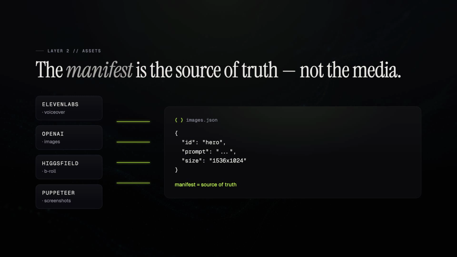But here's the trick that ties it together. Every generator is driven by a tiny config file, a manifest. The manifest is the source of truth, not the media, which means any asset can be regenerated, swapped, or re-rolled by editing one line of JSON. And the heavy files never even live in the repo.